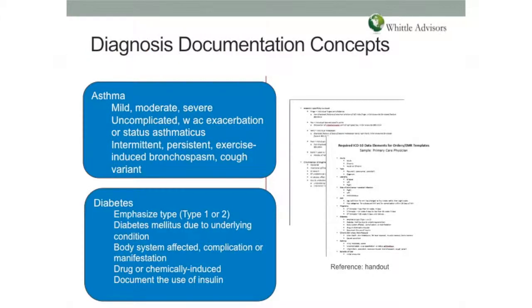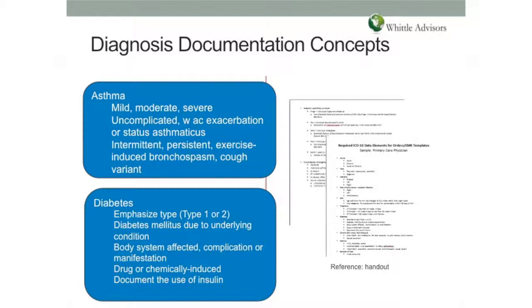So let's get back to talking about diagnosis documentation concepts. I've pulled just 2 concepts out of the handout, and I've brought them here so that we can talk about them together. One is asthma, and the second is diabetes. And so you begin to pick up the detail of ICD-10 in these types of diagnoses. For asthma, we'll need to start focusing in on not an unspecified asthma, but whether it's mild, moderate, or severe. Second, you'll want to pick up whether it's uncomplicated, intermittent, persistent, exercise-induced, and if the cough is variant.